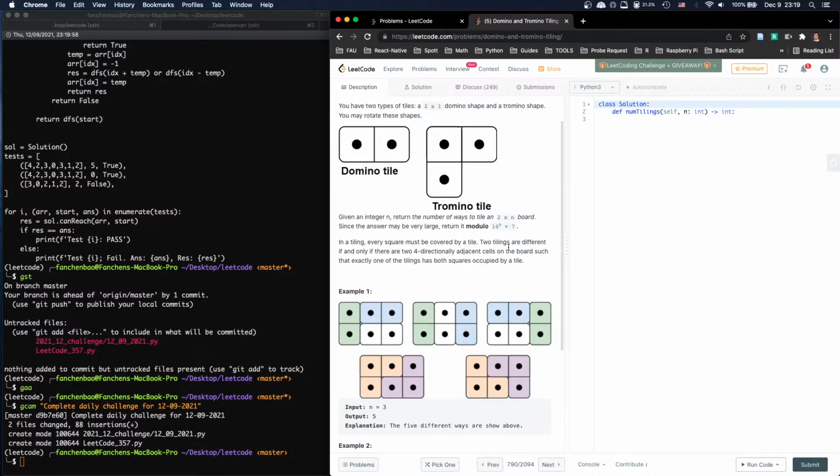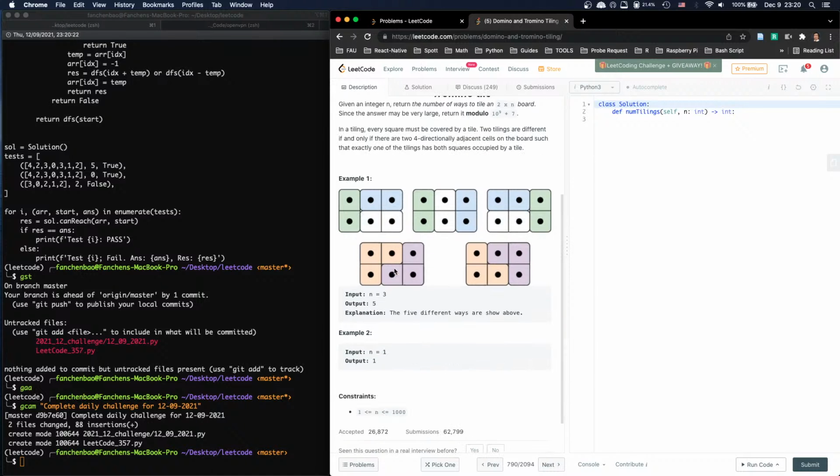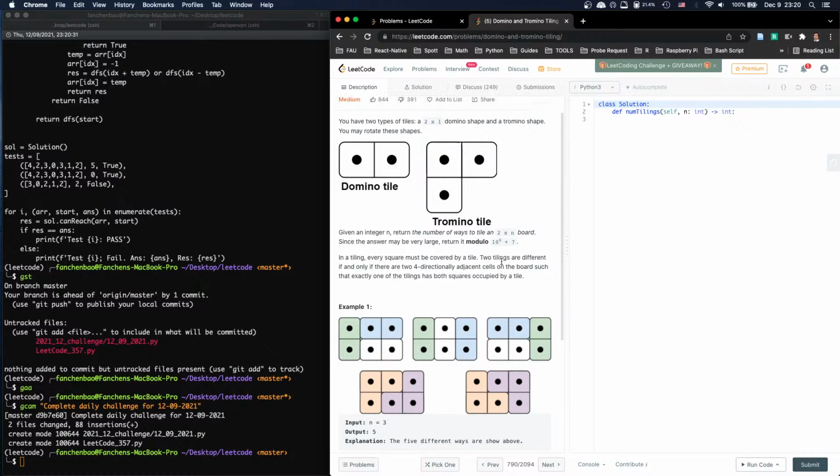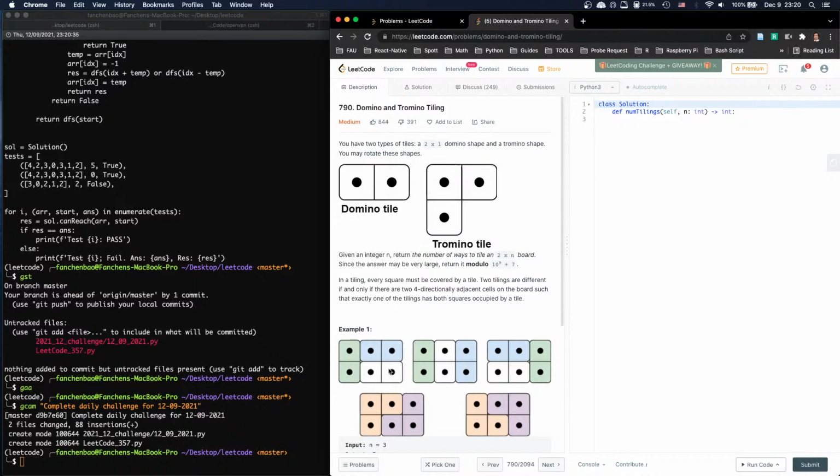Two tilings are different if and only if there are two cells on the board such that exactly one of the tilings has both squares. I still don't understand how you handle the uniqueness. The sentence doesn't make any sense. Two tilings are different. What do you mean, two tilings? If and only if there are two adjacent cells on the board such that exactly one of the tilings has both occupied by a tile. Oh, hold on. I think I might understand.